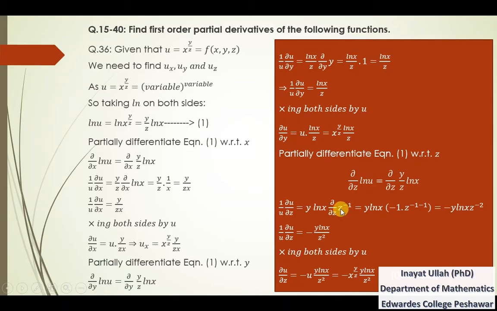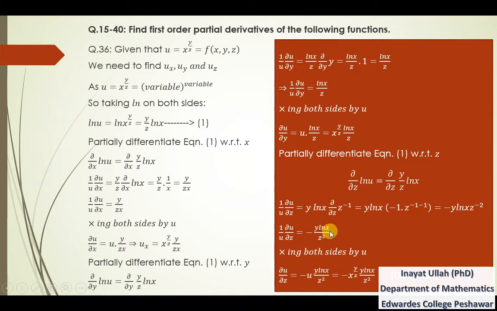So the derivative of z inverse is minus 1 z to the power minus 1 minus 1, and writing this minus sign outside, y log of x z to the power minus 2. So 1 by u del u by del z is equal to minus y into log of x divided by z square. Multiplying both sides by u, that is del u by del z is equal to minus u into this whole function, and replacing u by its own value.